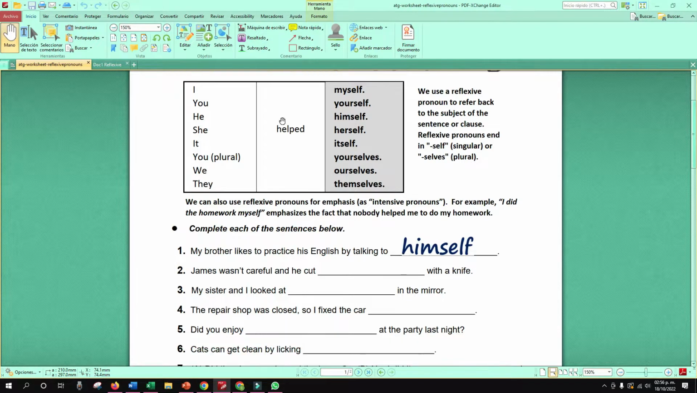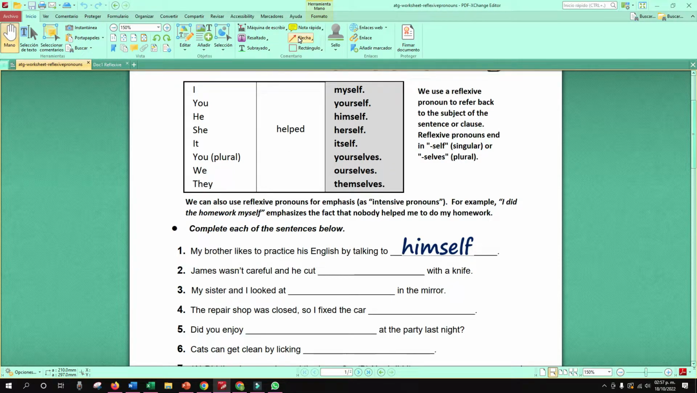Reflexive pronouns, right? There you have I helped myself. You helped yourself. He helped himself. She helped herself. It helped itself. You helped yourselves. We helped ourselves. They helped themselves, right?